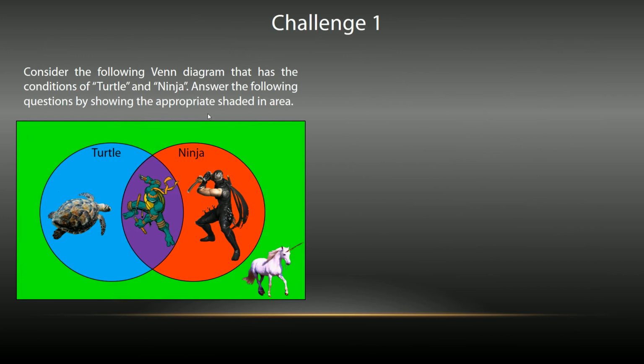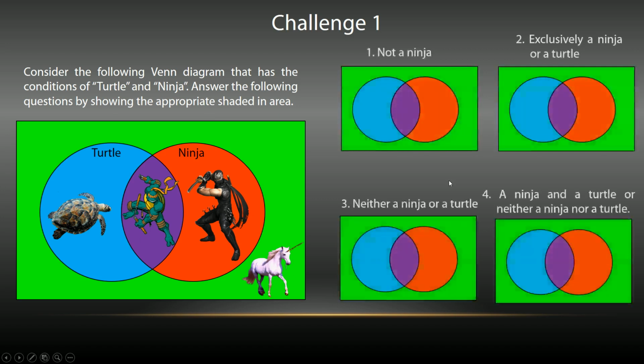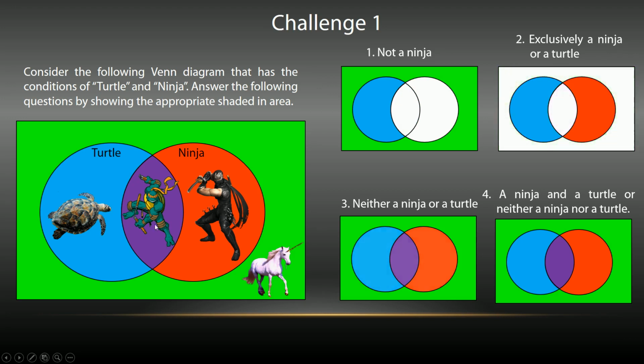Right, so here's our few little challenges that I've sort of made. So I've got everything that's a turtle over here, everything that's a ninja over here, and everything else outside. So what we need to think about is everything that's not a ninja. Okay, so that would be everything in the blue and the green area in this case. Then anything that's exclusively a ninja or a turtle would be the turtle or the ninja, but not the ninja turtle, because he's both. Everything that's neither a turtle or a ninja is everything that's outside.